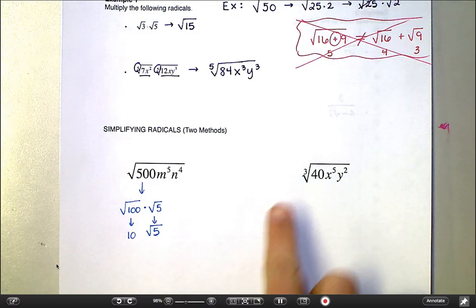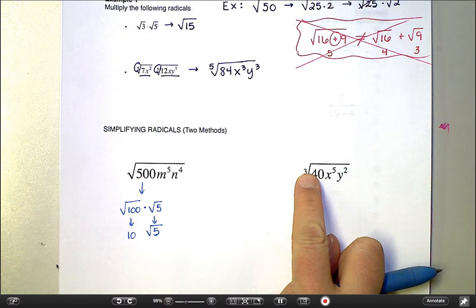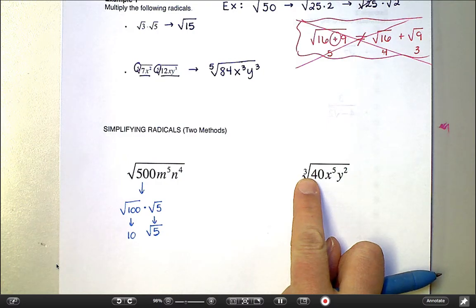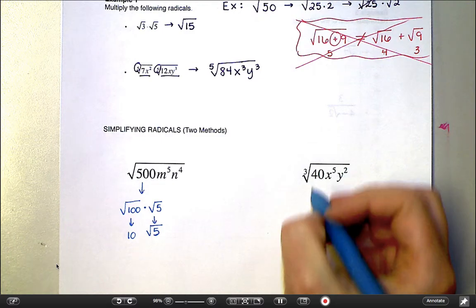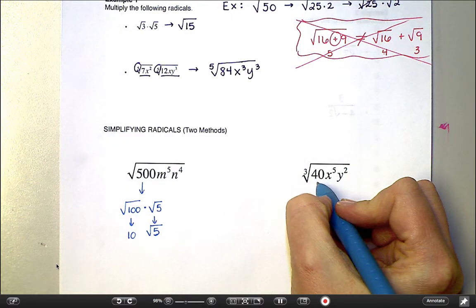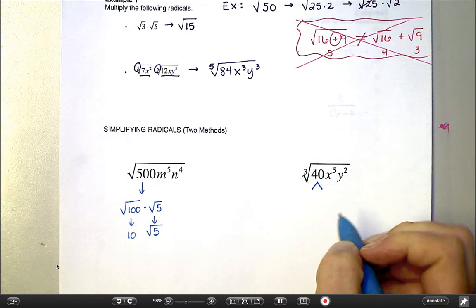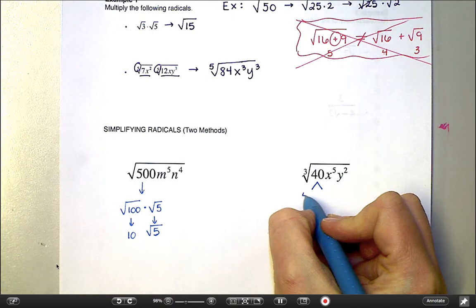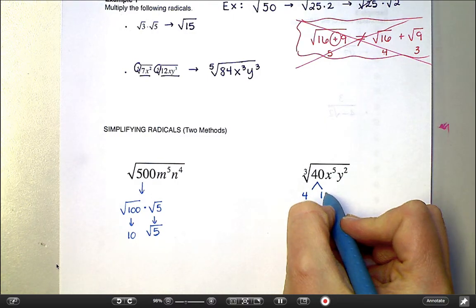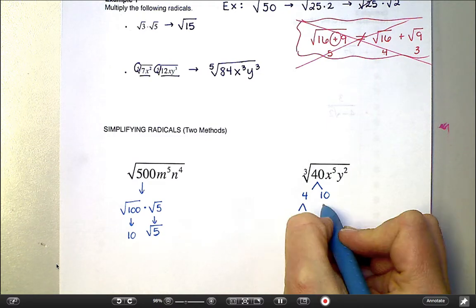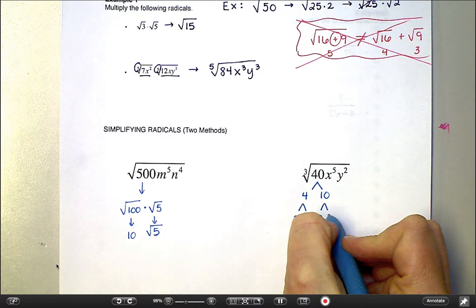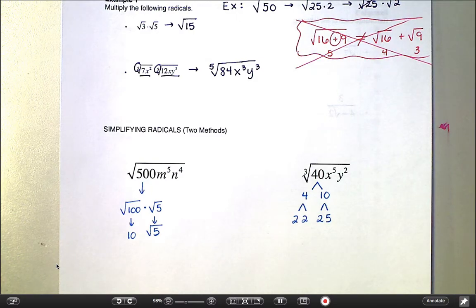I mean, if I asked you to do this with a sixth root, do you know all the powers of 6 off the top of your head? Probably not, okay? So what I would do from here is I would take this 40 and make a factor tree. So just any two things that multiply to make 40. I'm going to go 4 and 10, and then this is 2 and 2, 2 and 5. Okay, so I broke it down into its prime factors.